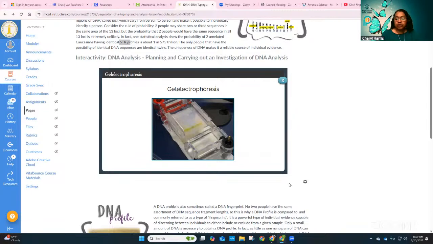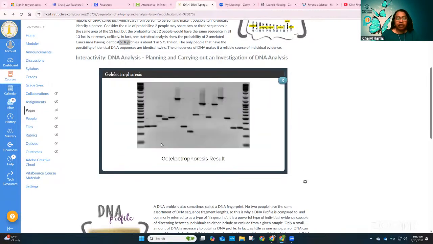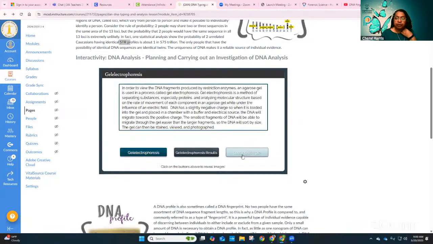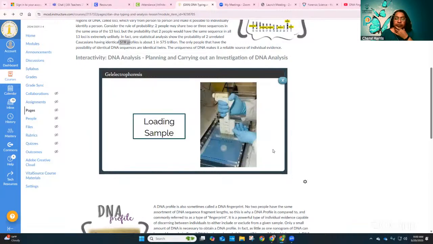See that machine there? And then when you're finished, these are the results that you'll get after gel electrophoresis. And this is how they load it.